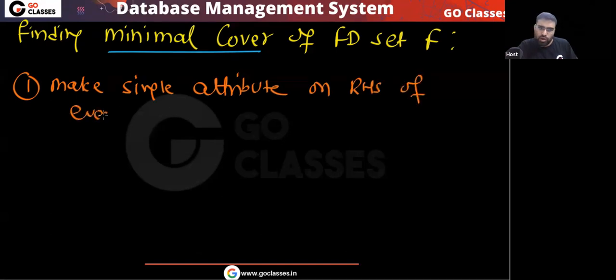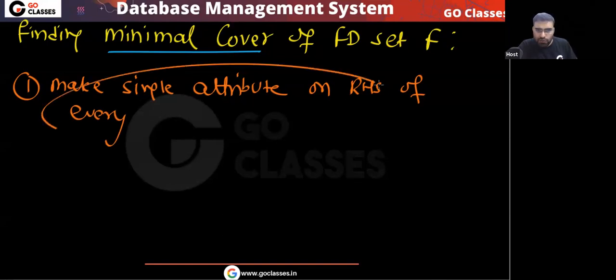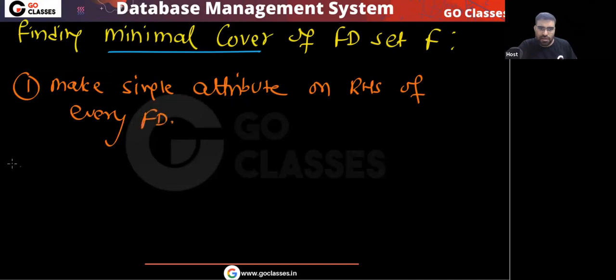We do this only for simplicity. It will make our task very simple. Without confusion, you can do it. So remember, make single attribute on the RHS of every FD. This is the first thing.